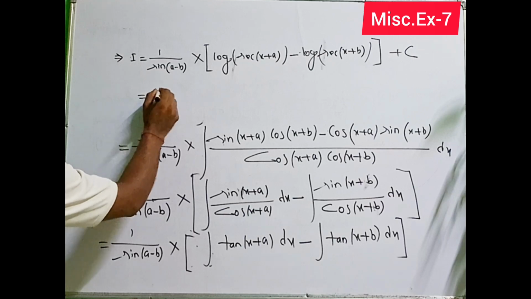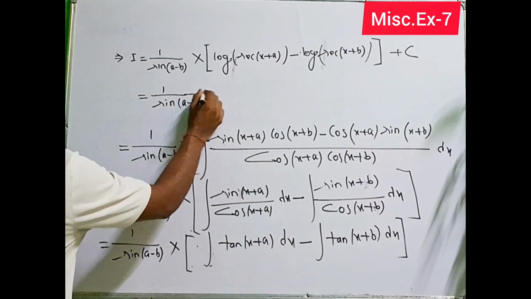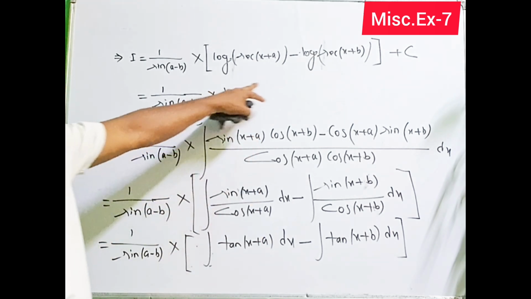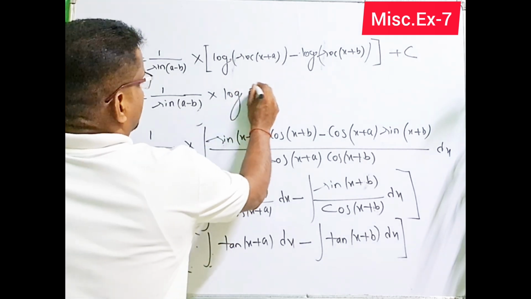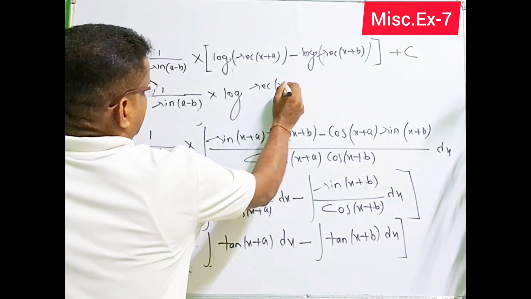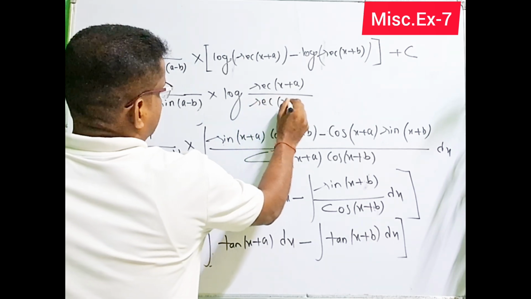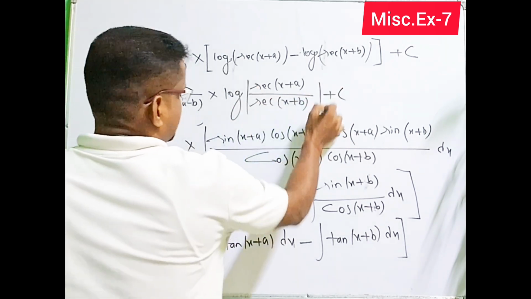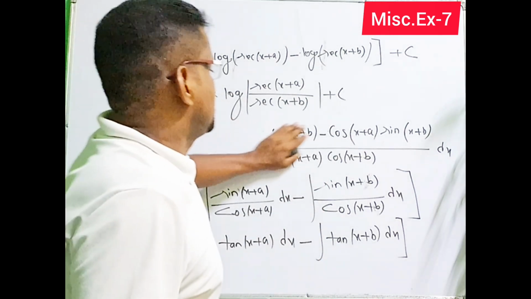Now you see 1 by sine a minus b, and just use the property of log. Log a minus log b is what? Log of a by b. So log of sec x plus a by sec x plus b, plus c. You can give modulus sign here. So this is your correct answer.